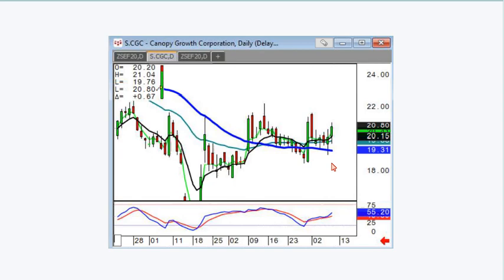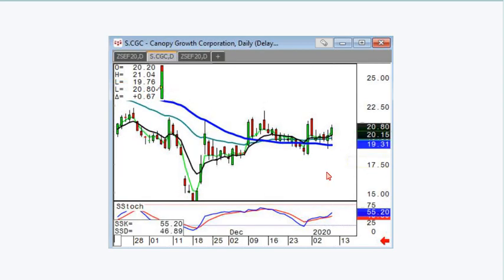We looked at CGC today. There's still nothing of any great consequence there. I probably wouldn't pay attention to this one until it breaks out to this level. And the reason I wouldn't pay attention to it is there's too many good ones out there right now.